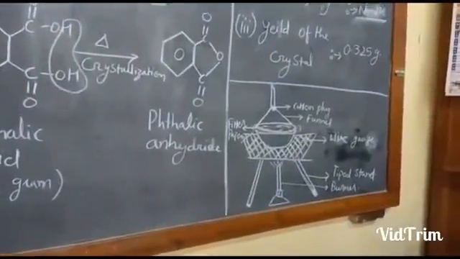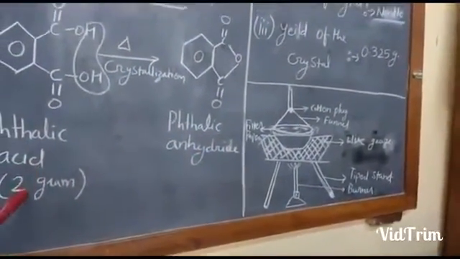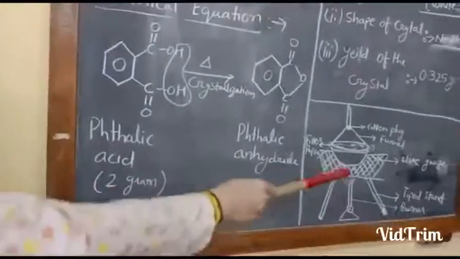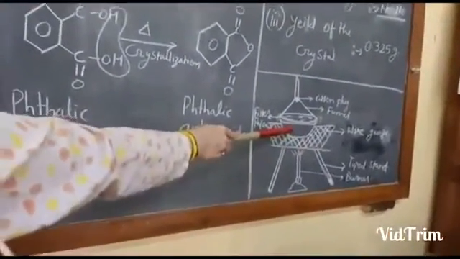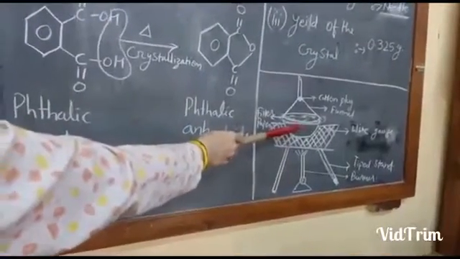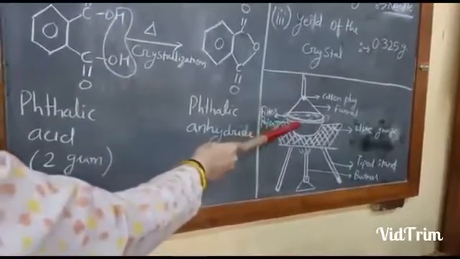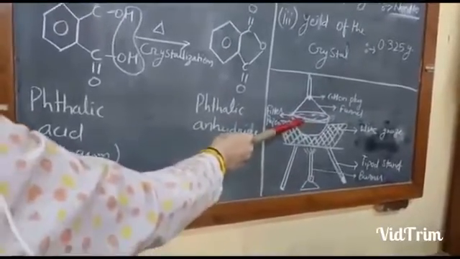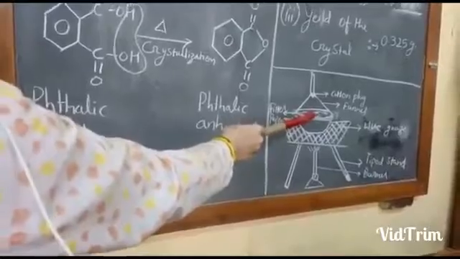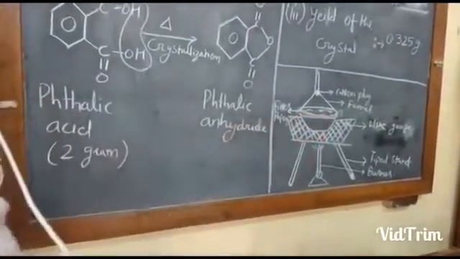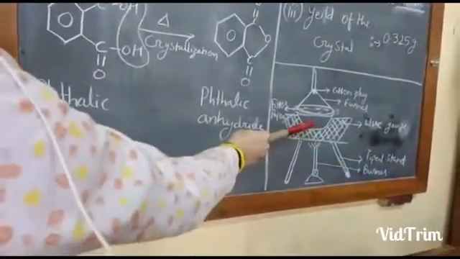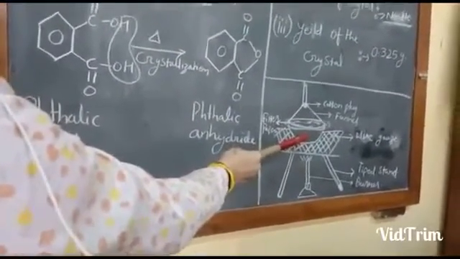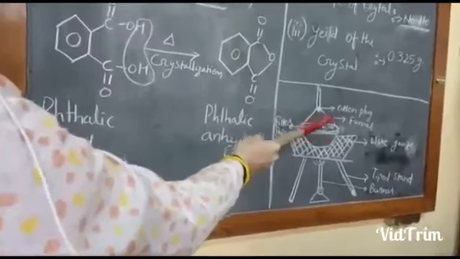Now procedure. First, we have to weigh 2 gram phthalic acid and we have to add it in china bowl. Then this china bowl should be covered by filter paper and tied with the help of thread. On this filter paper, we have to generate small holes so that the vapors which are generated inside the crucible or china bowl should come out from this bowl.